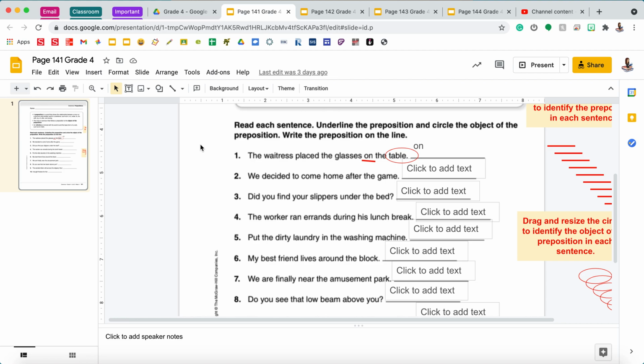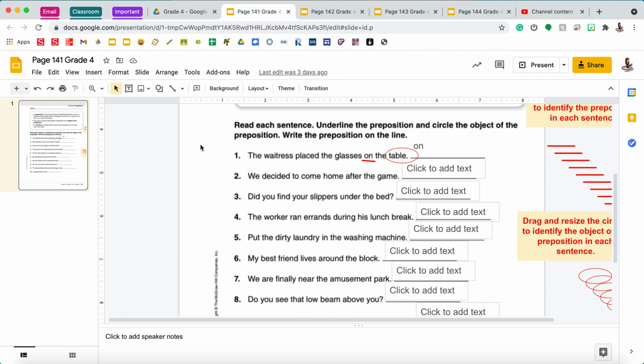for you. So number 1 says, the waitress placed the glasses on the table. Table is the object of the preposition on. So I underlined on, I circled table, and wrote on the line. Let's look at 2 more together.